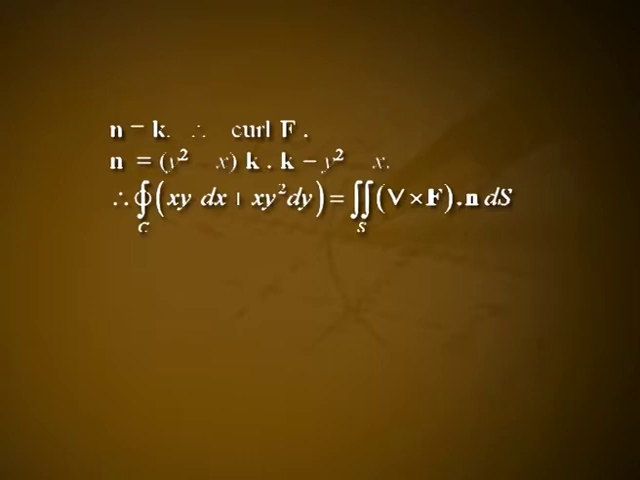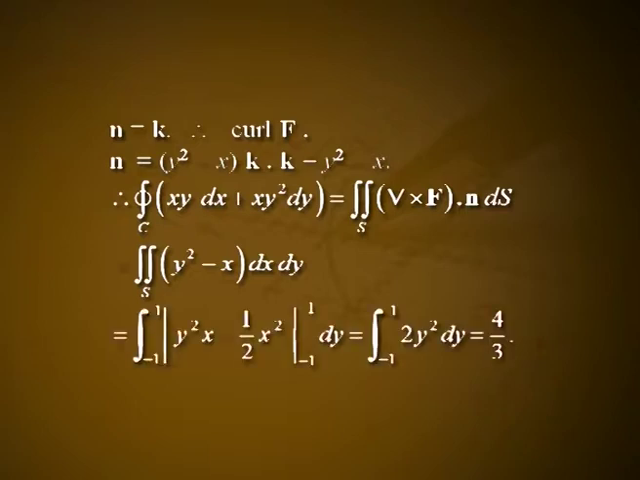Also n is equal to k. Therefore, curl F dot n is equal to (y square minus x) k dot k, which is equal to y square minus x. Therefore, circulation over C of xy dx plus xy square dy is equal to double integral over S del cross F dot n dS, which is equal to double integral over S (y square minus x) dx dy, which is equal to integral from minus 1 to 1 of [y square x minus 1 by 2 x square] from minus 1 to 1 dy, which is equal to integral from minus 1 to 1 of 2 y square dy, which is equal to 4 by 3.